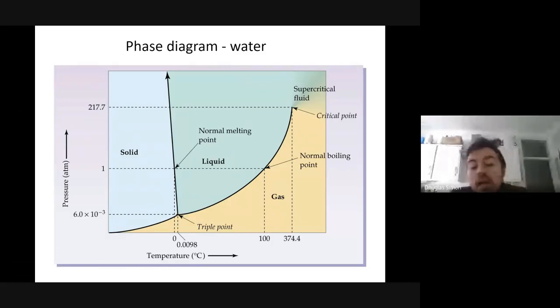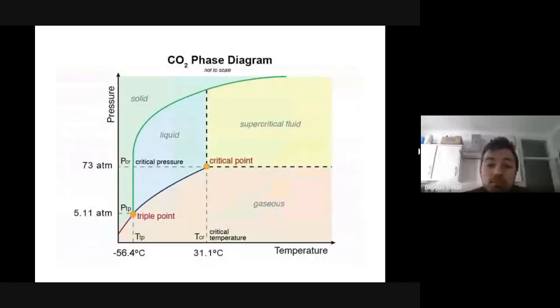I believe Jupiter's atmosphere is thought to be full of supercritical fluid at various depths because of the very, very high pressures. So it might be worth a quick Google. I'll just quickly show you the phase diagram for carbon dioxide, because it's quite interesting.